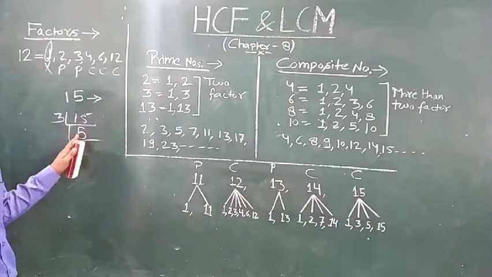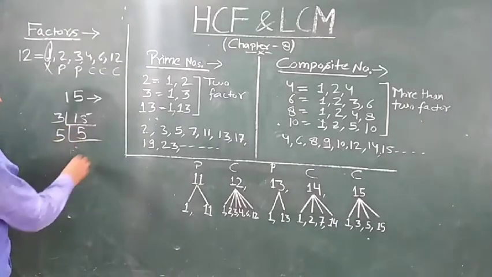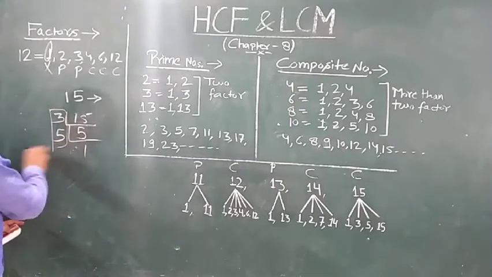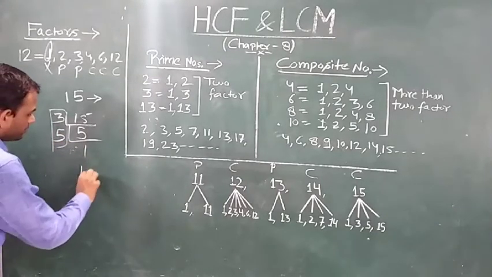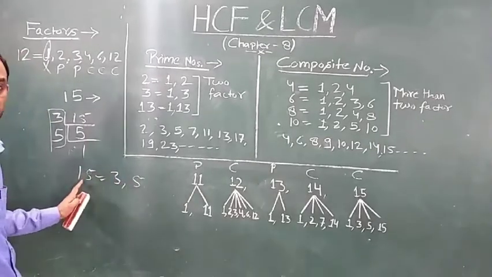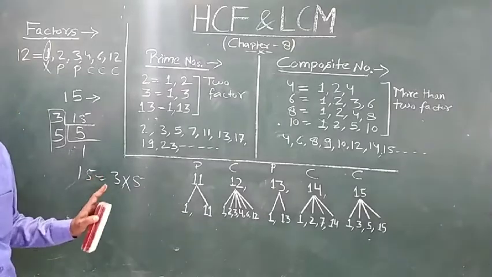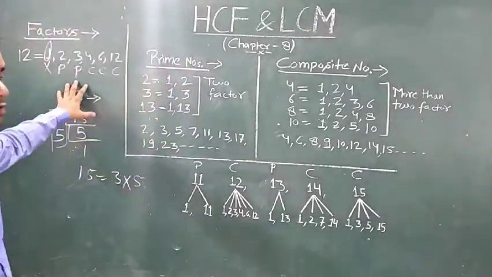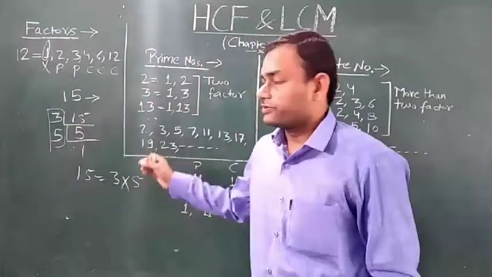And now this 5 is divisible by only 5. 5 5s are 5. Okay, so only 3 and 5, two types of prime factors, are there. Means 15 is equal to 3 into 5. These are the prime factors of 15. And when you multiply it together, you again get the 15. Got everyone? So this is the method to find out the prime factors of any number, whatever is given.